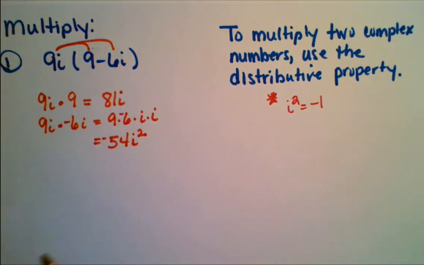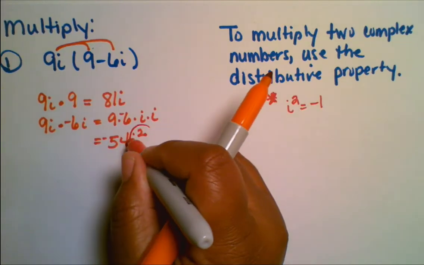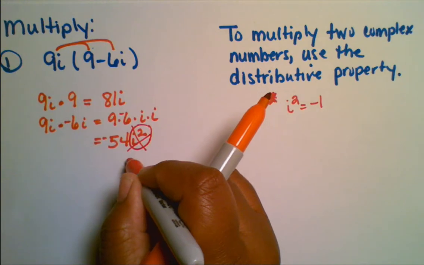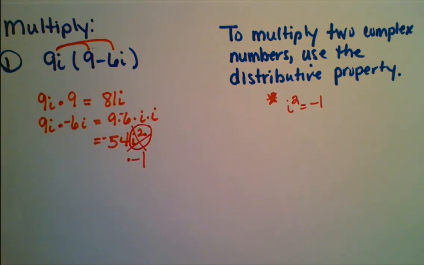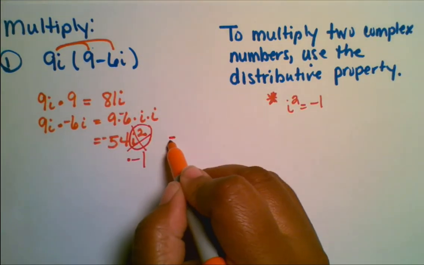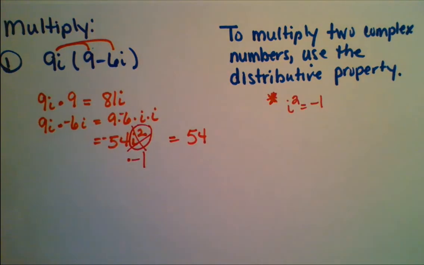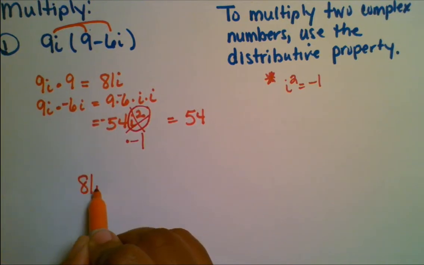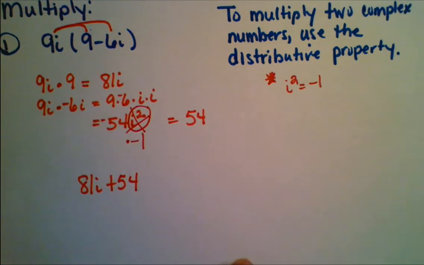So anytime you see i squared, it's going to equal, so we're going to say times -1. Okay, times -1. So then we take the -1, multiply it to the -54. That would give us positive 54. So let's bring our parts together. We have 81i plus 54.